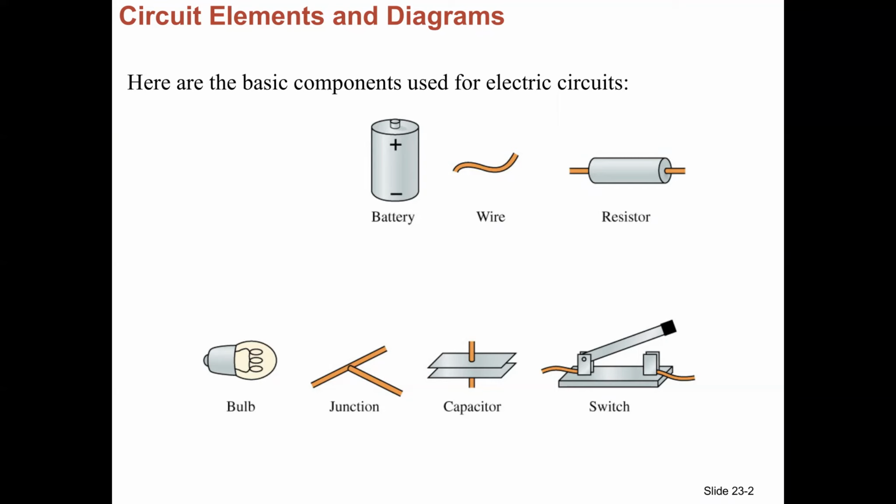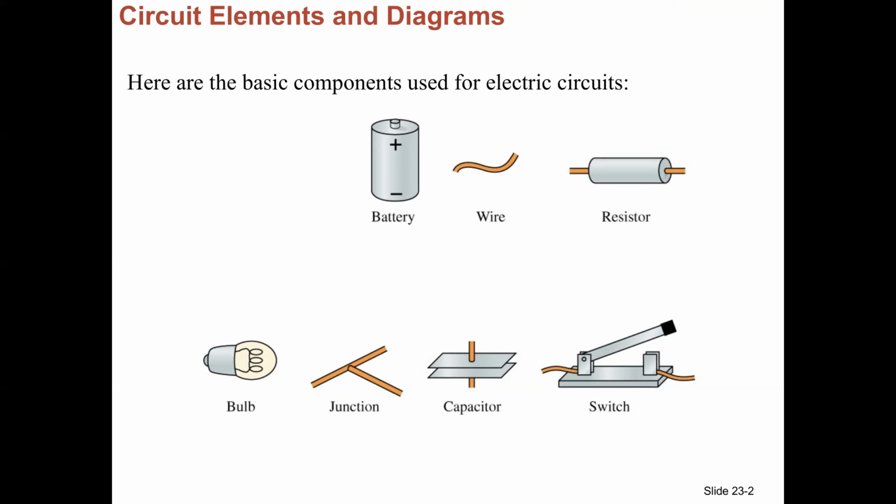We could also have wires that conduct current, things that limit current, which we're going to call resistors. A light bulb or something like that could be thought of as a resistor as well. However, sometimes we think about them as being their own thing. We could also have junctions of wires, capacitors in circuits, and ways to connect or break wires to allow current to flow or to completely stop it. And those are called switches.